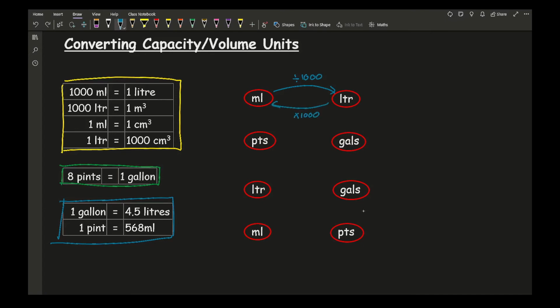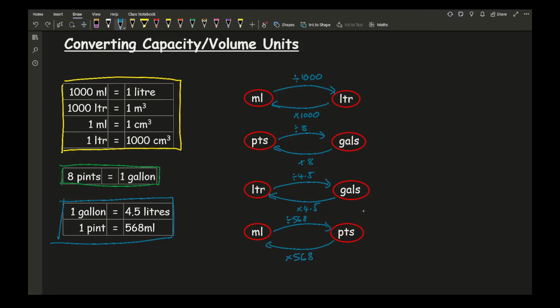Pints to gallons, so again here I'm going to be dividing by 8, and then here I'm going to be multiplying by 8. Litres to gallons, I'm going to be dividing by 4.5, and gallons to litres, I'm going to be multiplying by 4.5, and milliliters to pints, I'm going to be dividing by 568, and pints to milliliters, I'm going to be multiplying by 568.